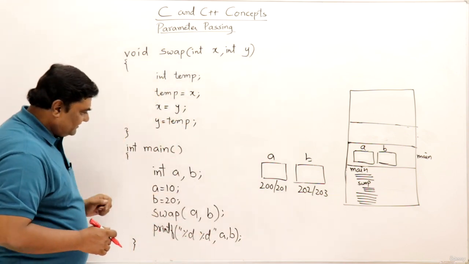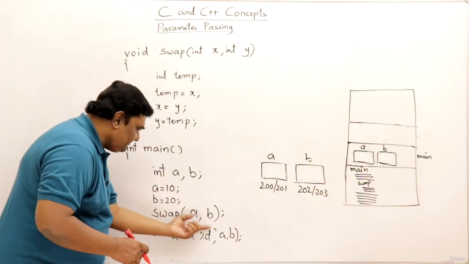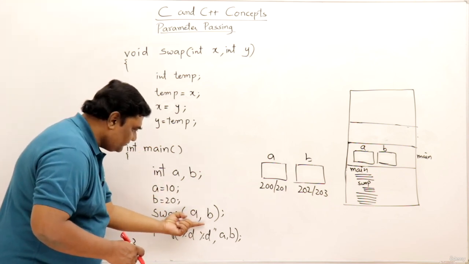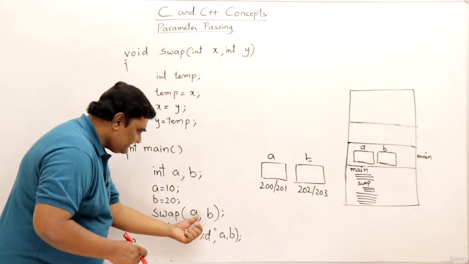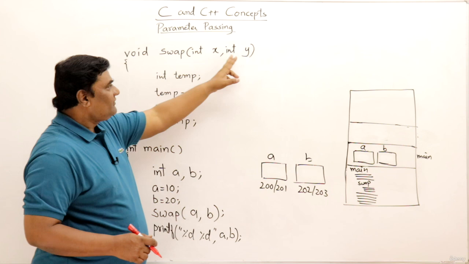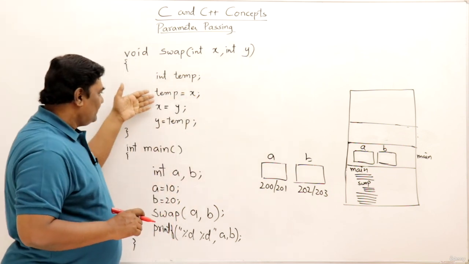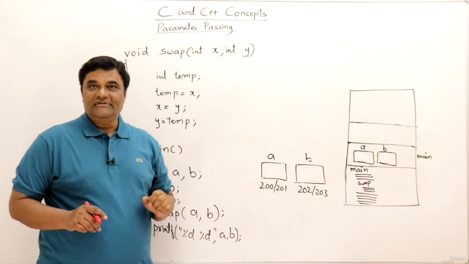Let us look at the code. Here inside the main function, I have two variables a and b are passed. So this is call by value, right? Nothing is written here. There's no ampersand or anything. This is call by value. And here these are also normal variables. So this is call by value. And this is normal code. So same as call by value.